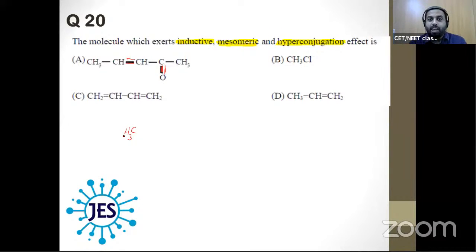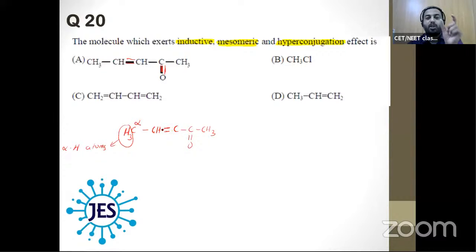But in addition to inductive effect, you have to see what else is there. Is there resonance, is there hyperconjugation? CH3, CH double bond C double bond O CH3. Okay, look here. While discussing hyperconjugation, I told you if there are alpha hydrogens. See, this is carbon with double bond. Attached to it is alpha carbon. This is alpha carbon. So these hydrogens are all alpha hydrogens. Alpha hydrogen atoms.